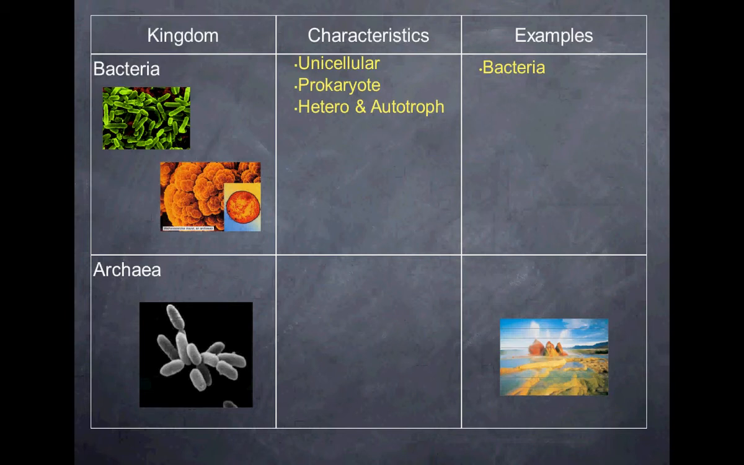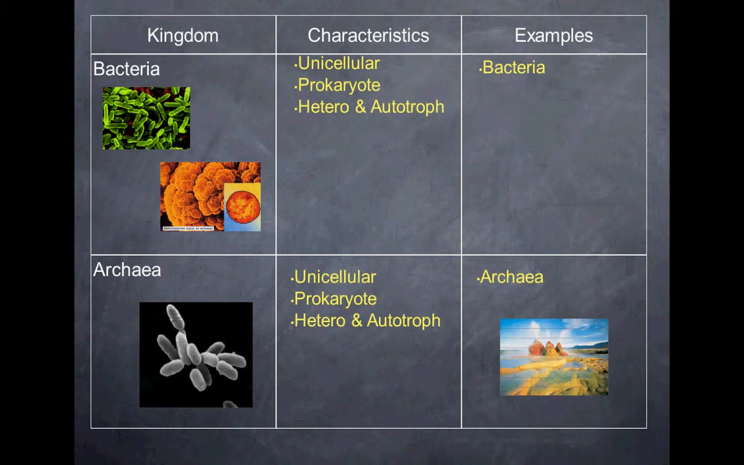The members of archaea still have some things in common. They're all also unicellular. They're also prokaryotes. And they also can be autotroph or heterotroph. So they have those similarities. But when the scientists actually looked at their DNA, they found they're not exactly the same as bacteria, so they separated them out. And these archaea were found in some of the most extreme conditions on Earth.